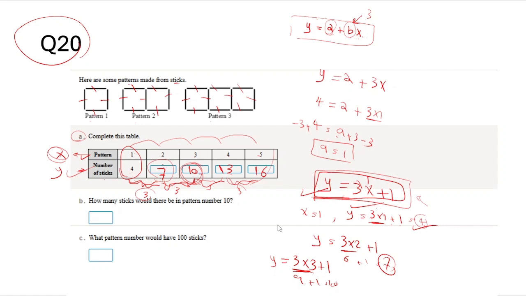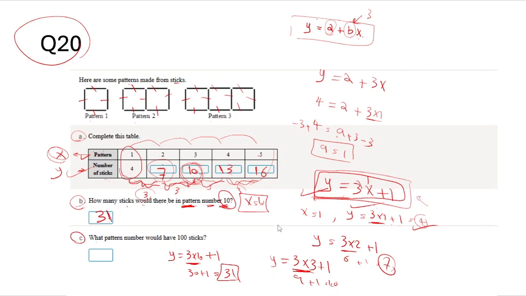Now let's go to question B. How many sticks would be there in pattern number 10? So he's saying pattern number 10. How many sticks would be there? That means he's telling you that x would be equal to 10. Okay, so let's substitute in this equation. We'll say that y will be equal to 3 multiplied by 10 plus 1. So 3 multiplied by 10 is 30, plus 1 equals 31. So the answer for this question is 31.